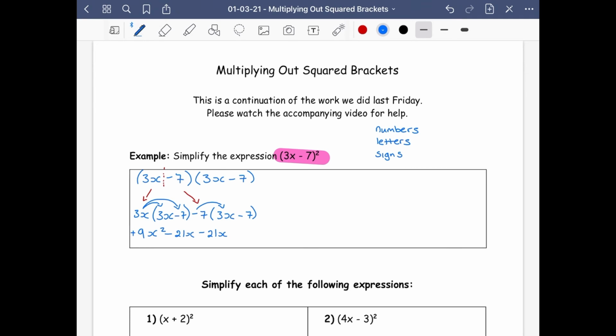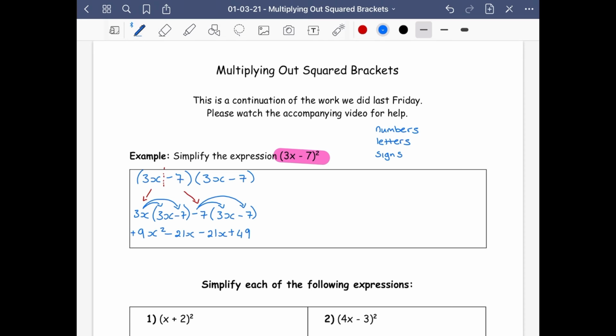And now lastly, we're going to multiply minus 7 by minus 7. So 7 by 7 is 49. There is no x on either of those, so I shouldn't have an x in my answer. And then a minus by a minus makes that a plus.